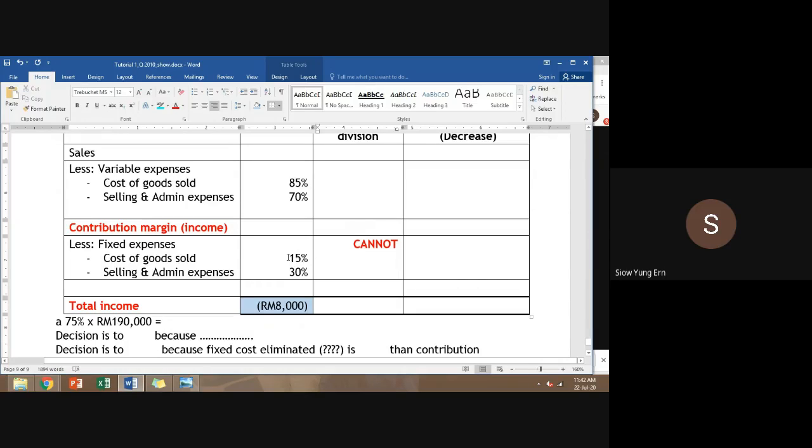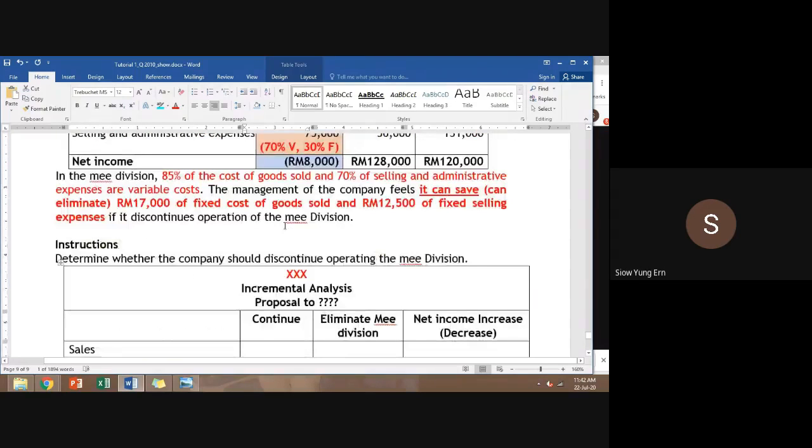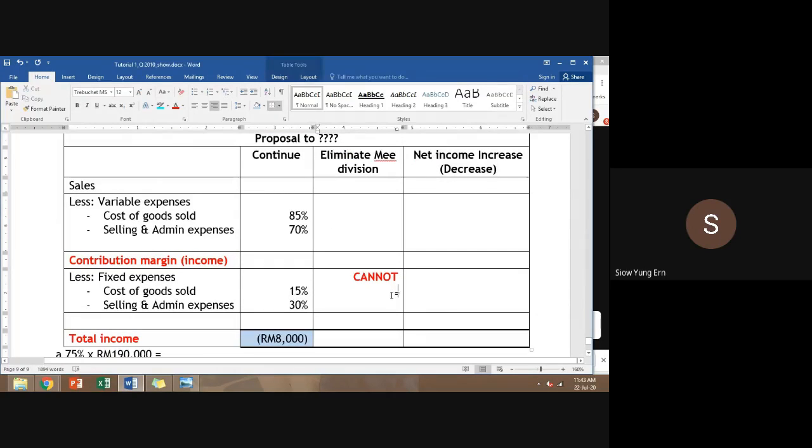So how you should find it is you take your total fixed cost of goods sold, and then you minus off your can eliminate. What do you get? Once you minus this, you will get the cannot be eliminated portion. Correct. 11,950 cannot be eliminated.